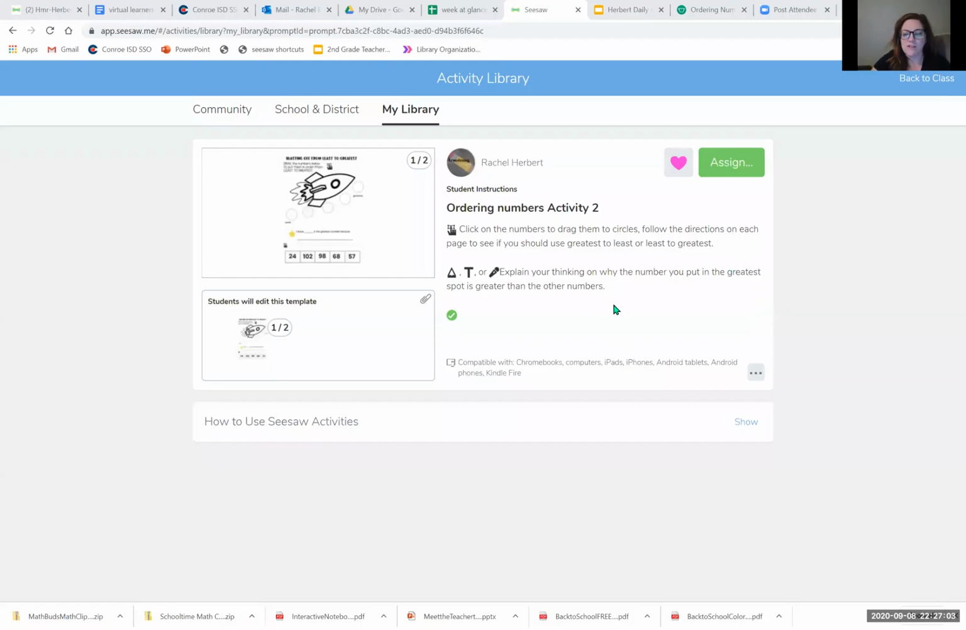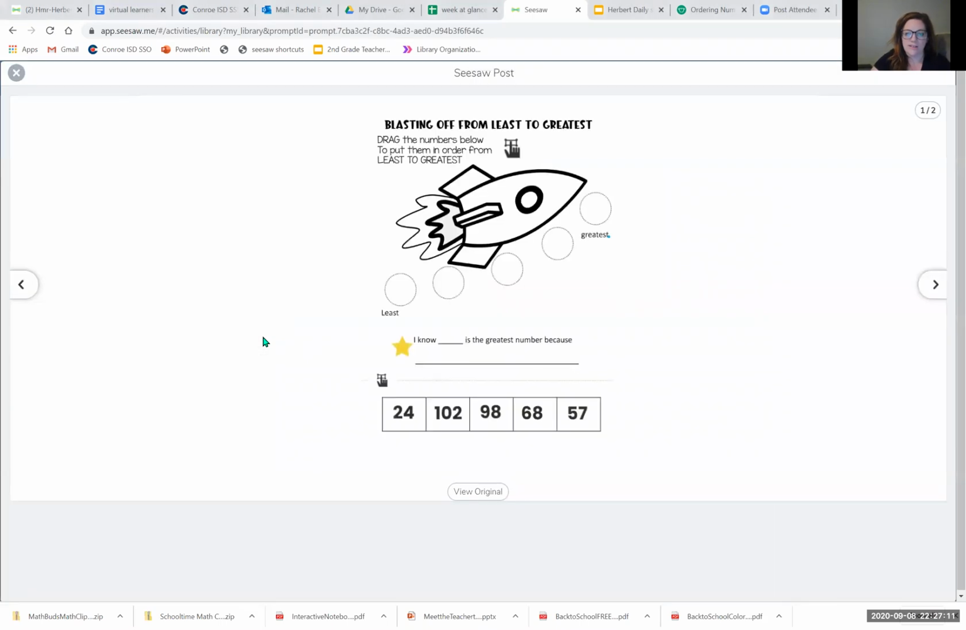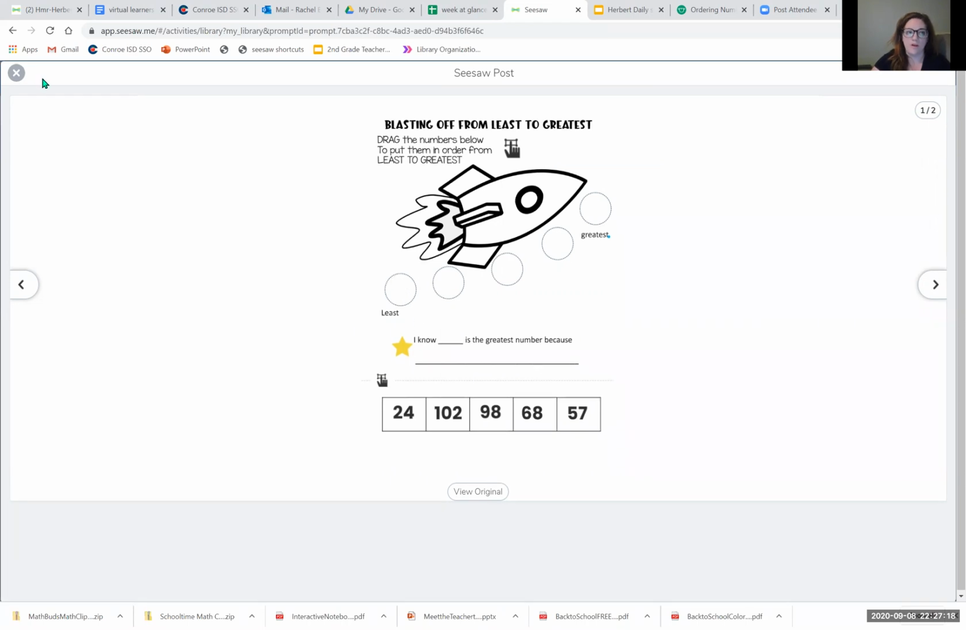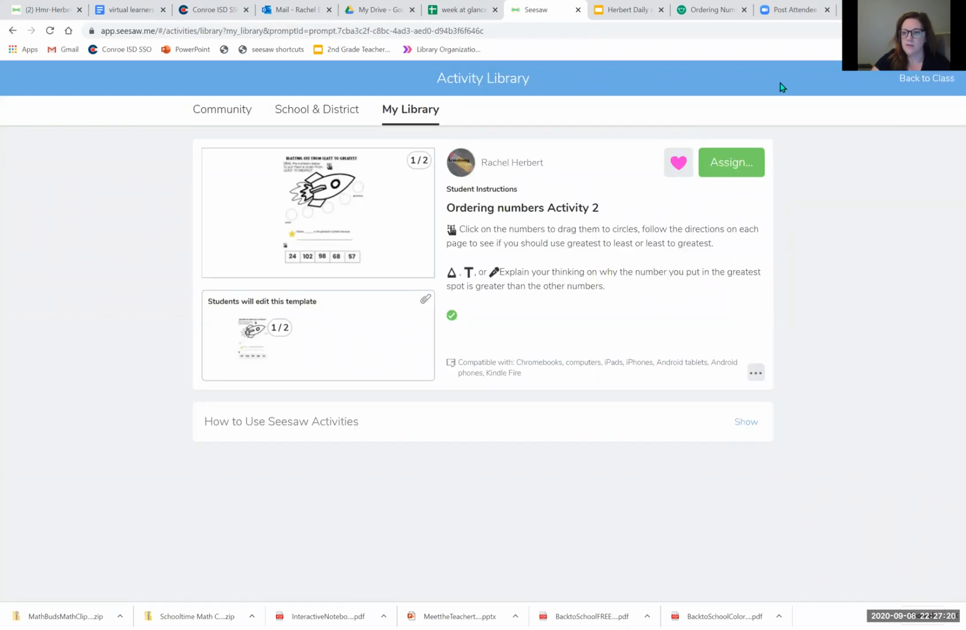Okay, so let's get it up here. Okay, so here's your Seesaw activity that you're going to see today. It's ordering numbers activity number 2, okay? When you go on to your activity, you're going to see the numbers down here at the bottom. You can click on them and move them where they belong, okay? Let me get to a sample so you can see that.